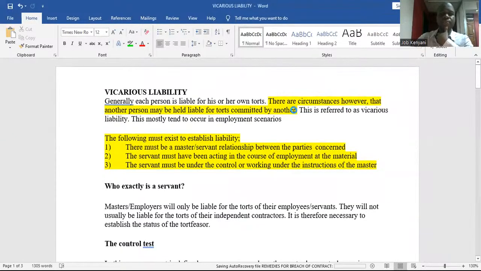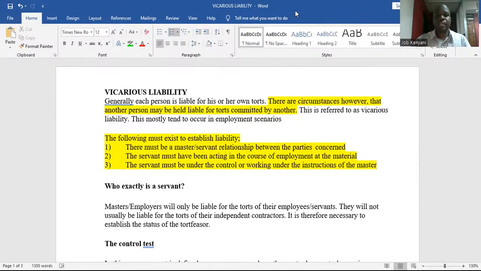So there are circumstances, however, that another person may be held liable for torts committed by another. This is referred to as vicarious liability. It mostly tends to occur in employment scenarios. Like that scenario in that question, it's an employment kind of situation whereby they have employed the legal counsel, they have employed the director, they have employed the independent contractor. So the following key elements must exist: master-servant relationship. The servant must have been acting in the course of employment. The servant must be under the control or working under the instructions of the master. So long as they did this wrong while under the instructions or control of the master, then the master is the one who's going to be held vicariously liable.